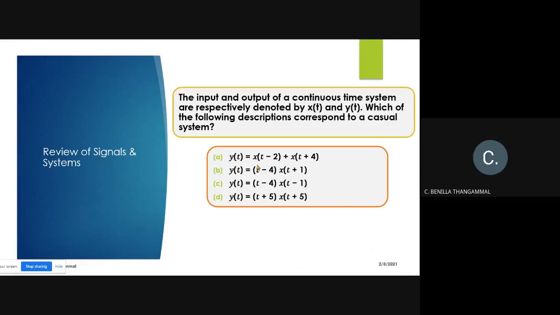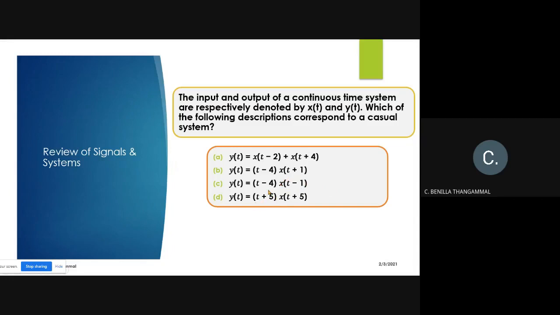So here in this option, x of t plus minus 2, it's past, x of t plus 4, it's future. So it's not a causal. T minus 4, we are not going to bother about this one. Only the input function we are going to bother about. So x of t plus 1, it's future. So it's not a causal. Here t minus 4, we are not bothered. Input function x of t minus 1. So it depends upon past. So it may be your causal. Option C.